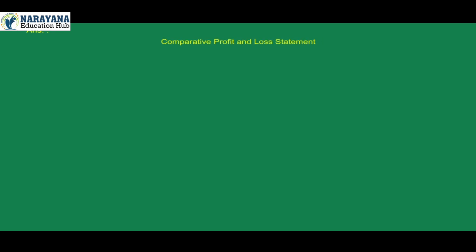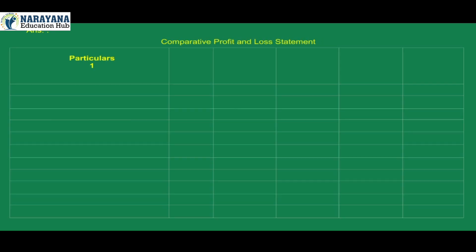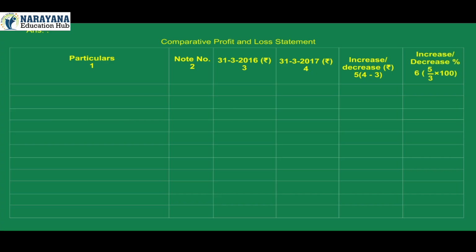Answer. Comparative profit and loss statement. Particulars. 1. Note number. 2. 31st March 2016. 3. 31st March 2017. 4. Increase or decrease. 5. In bracket, 4 minus 3. Increase or decrease in percentage. 6. In bracket, 5 divided by 3 into 100.